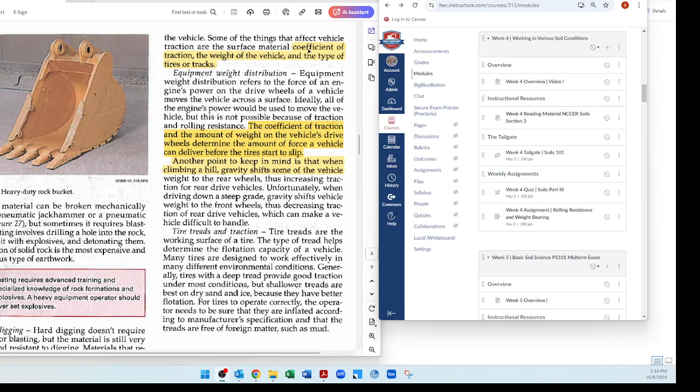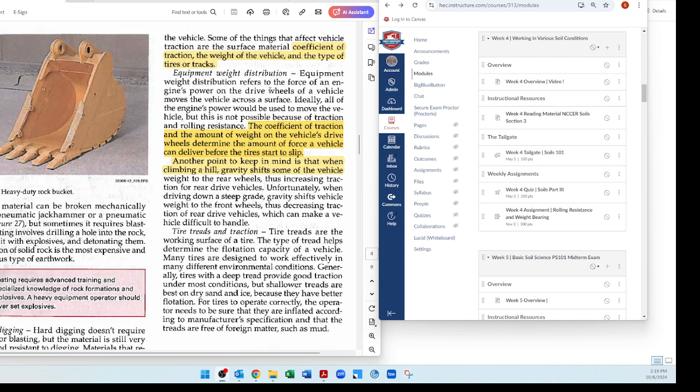But let's finish reading it. You can look this up if you want to, and you'll see that it's a physics calculation, and it's not easy. It'll be using symbols and things like that. But there's an actual coefficient of friction, and it's a factor that you use over and over again, depending on the situation. Equipment weight distribution. Equipment weight distribution refers to the force of an engine's power on the drive wheels of a vehicle.